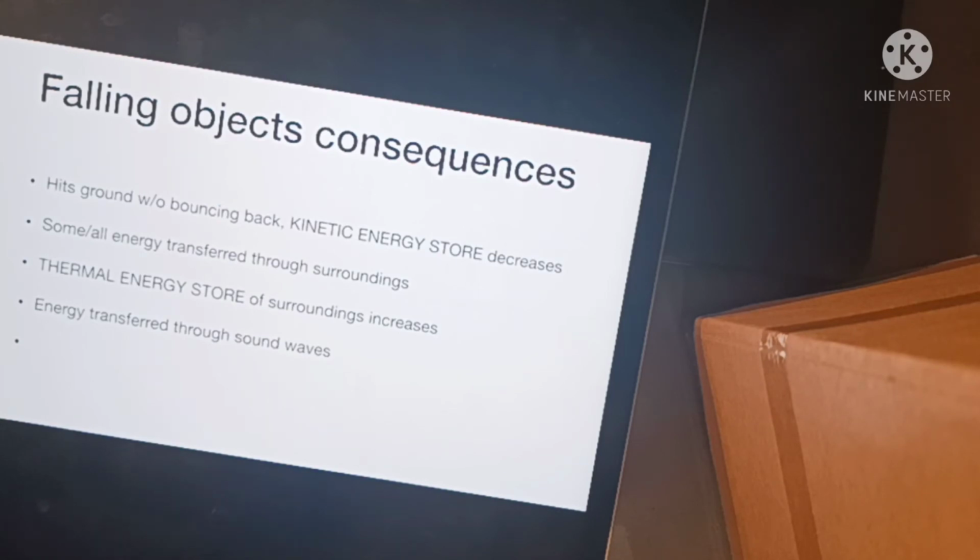The thermal energy store of the surroundings increases, and energy is transferred through sound waves. So let's say you've got a ball, drop it. Let's do the balls that you can fill with air. So just drop it. Turns out there's no air in it, so it falls, not moving. Kinetic energy store, so it decreases. And you can hear it thump, so that's the sound waves. Thermal energy store, I suppose like friction in a way.